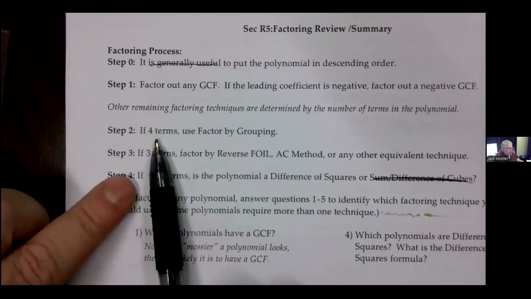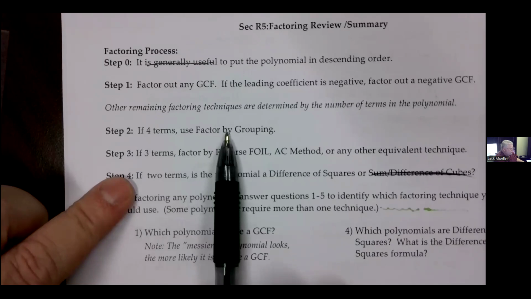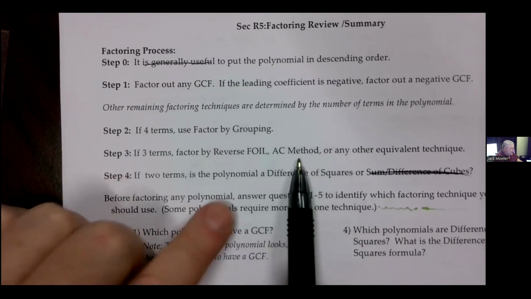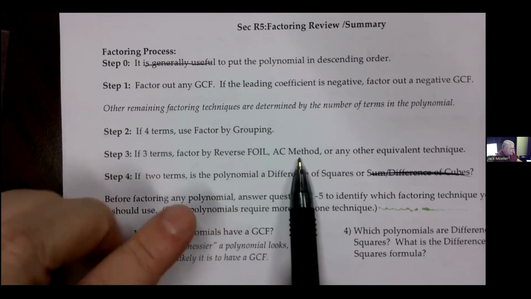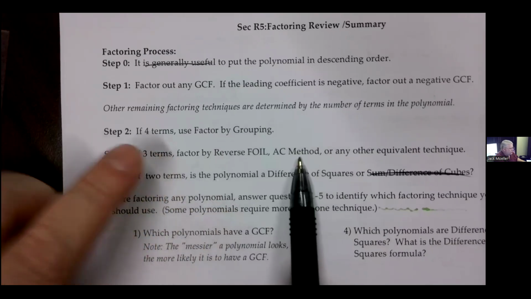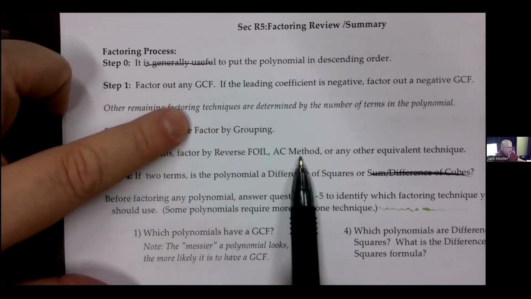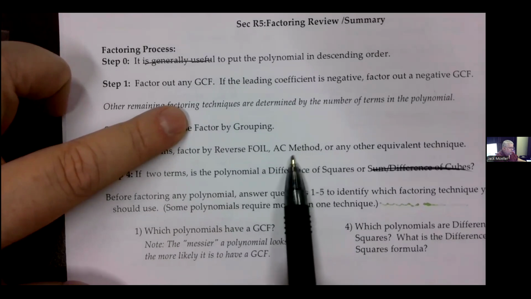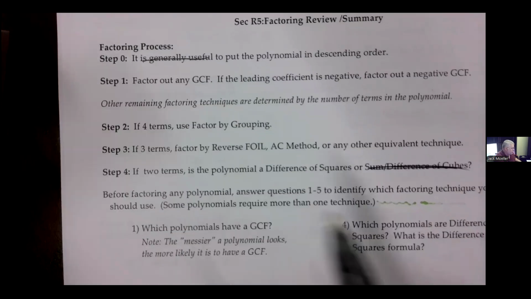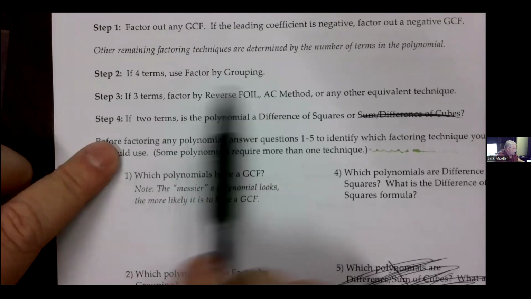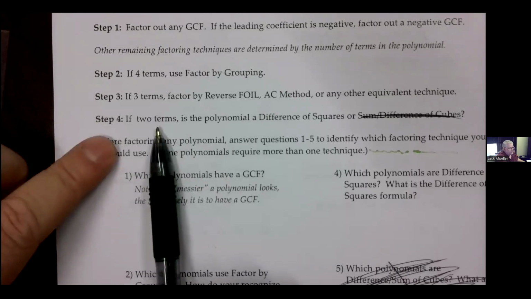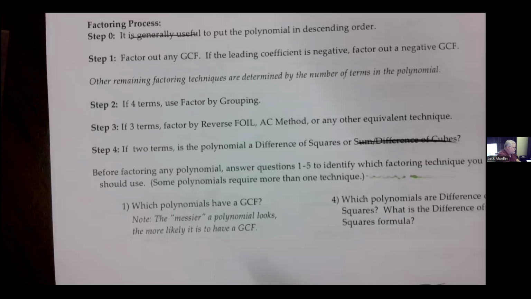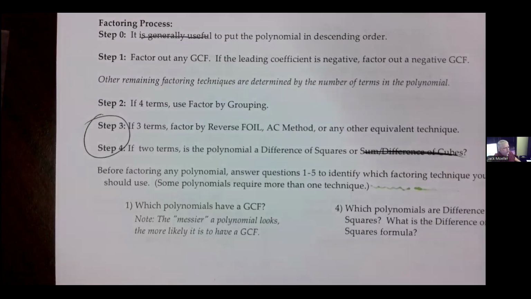If you have a 4-term polynomial, then you use factor by grouping. One of the steps of the AC method is to take a trinomial and turn it into a 4-term polynomial, so you can use factor by grouping. So if you like factor by grouping, you're probably more likely to use the AC method than reverse FOIL. And then after we do our trinomials, we'll talk about difference of squares, which has 2 terms. Those are the two topics we're covering today.